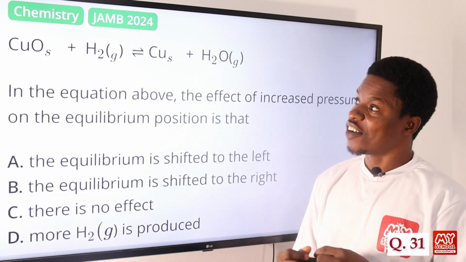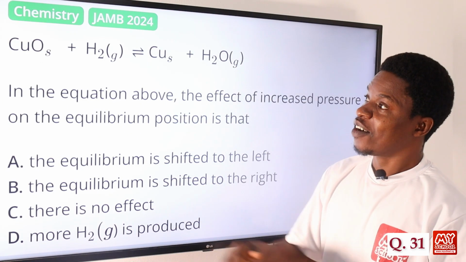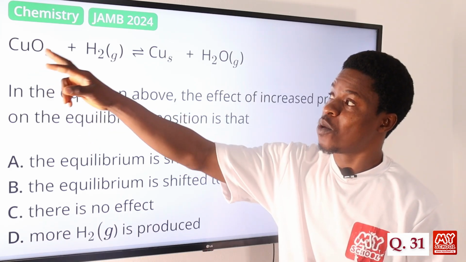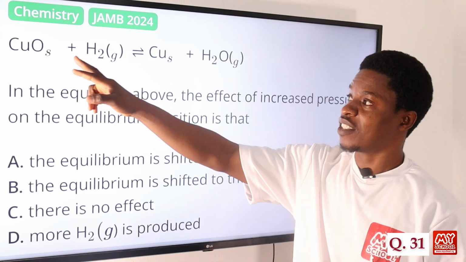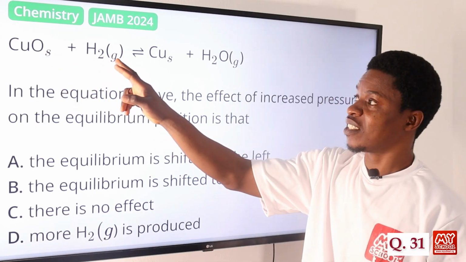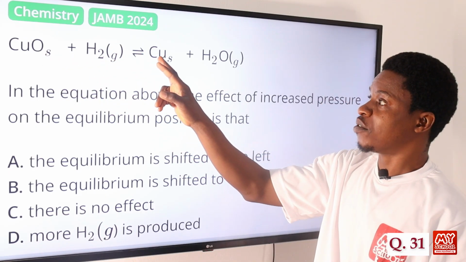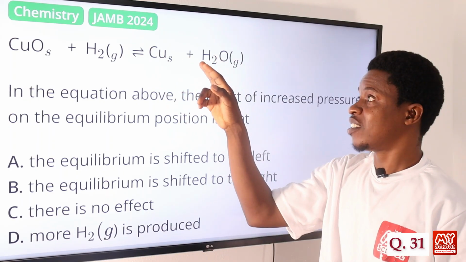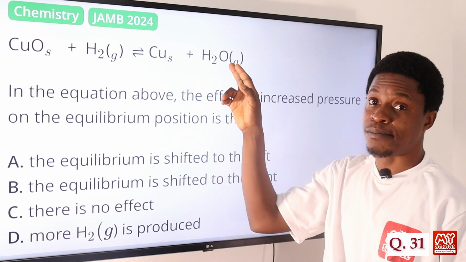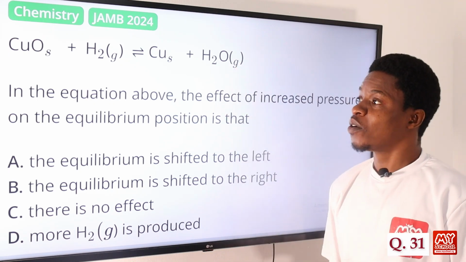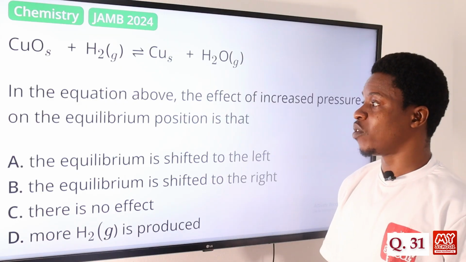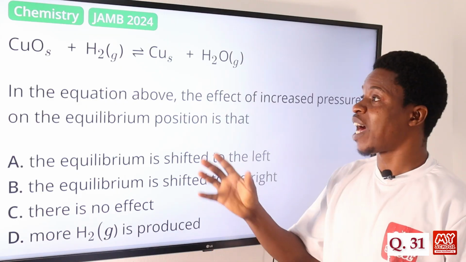Question number 31. We have copper(II) oxide here, CuO plus H2. Of course, this is a solid substance. This is gaseous, to produce copper, and then we have H2O, water, which is gaseous. This is not liquid water, this is steam, because this is gaseous. So in the equation above, the effect of increased pressure on the equilibrium position is what?